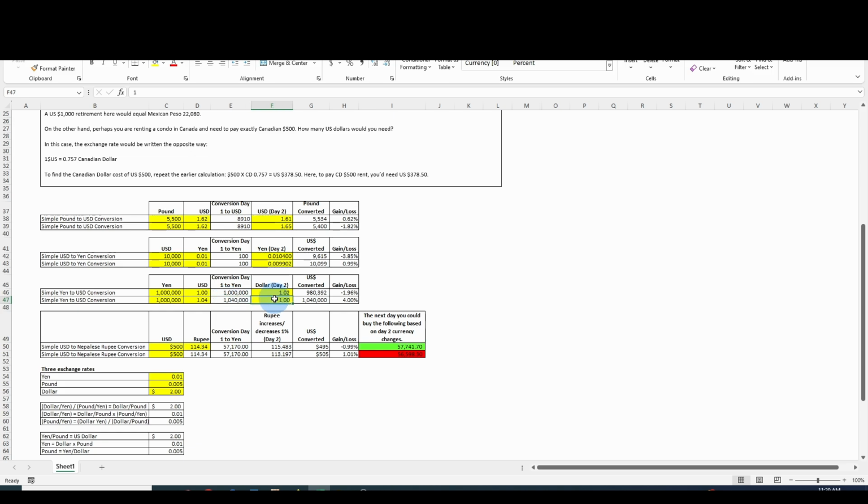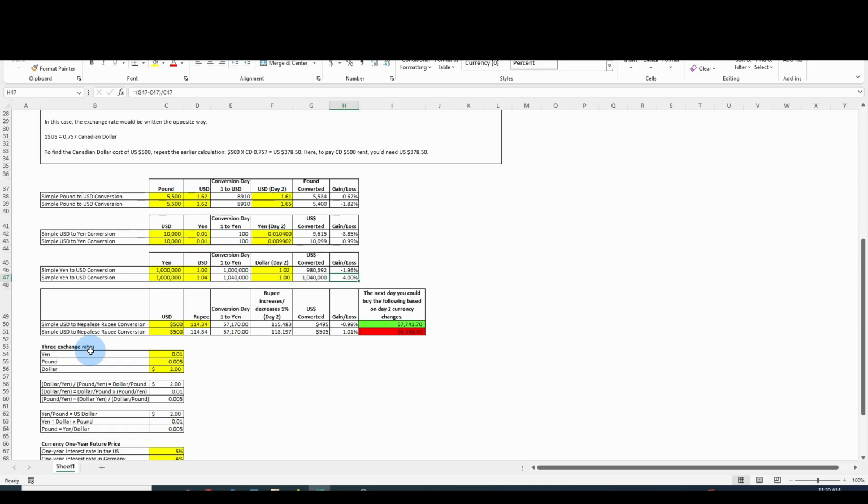Convert that over to a buck. Divide E47 by 102. So you can see there's two factors here. US dollar 104, conversion 1.1040. So now you have a 4% gain. Simple US dollar to Nepalese rupee conversion.